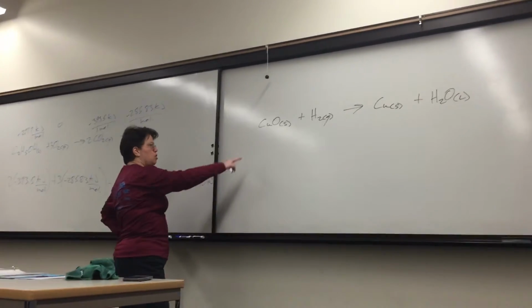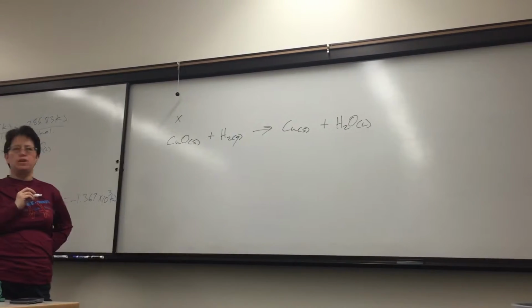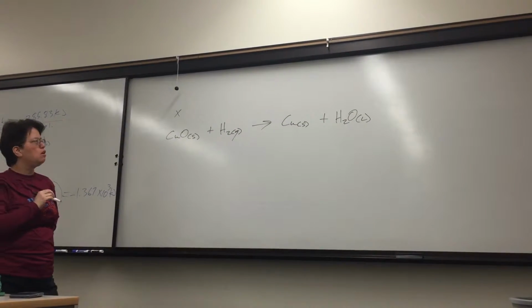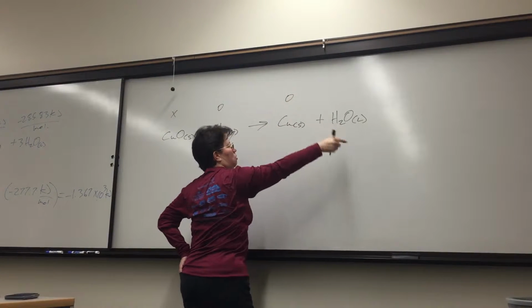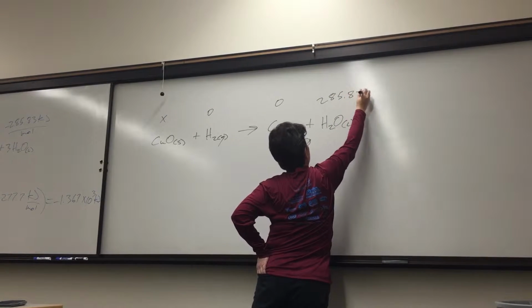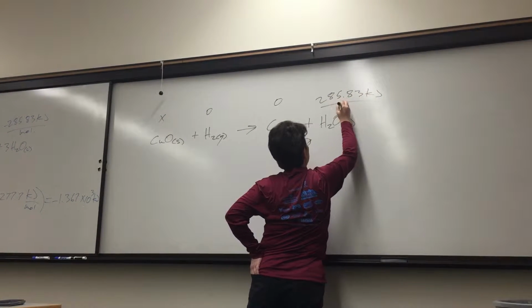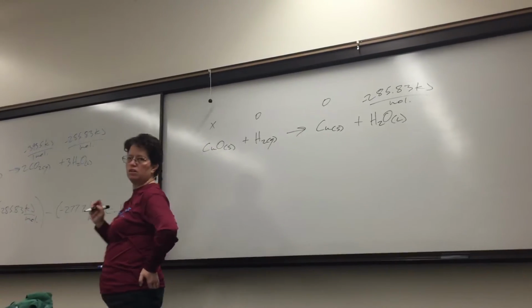All right, so we don't know this one. They're saying that one's not going to be on our table. We've got to figure that out. Okay? We know that hydrogen is 0, copper is 0, water is negative 285.83 kilojoules per mole. We've used that one a couple of times, right? Put the negative in there.